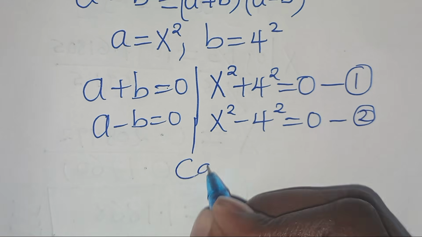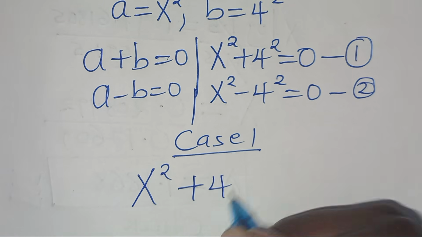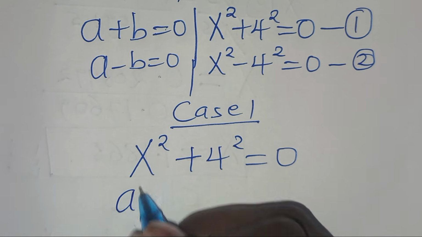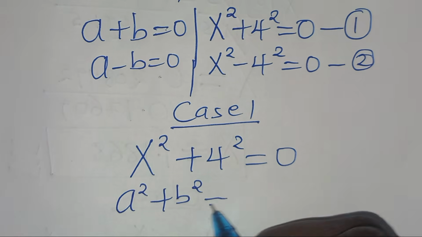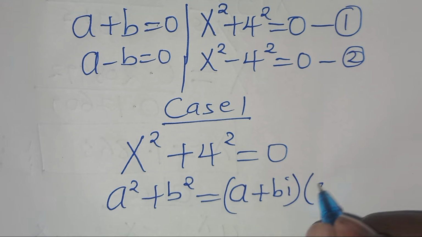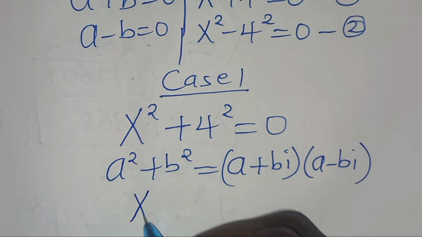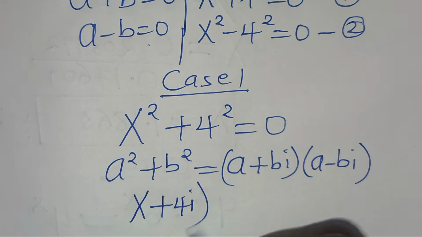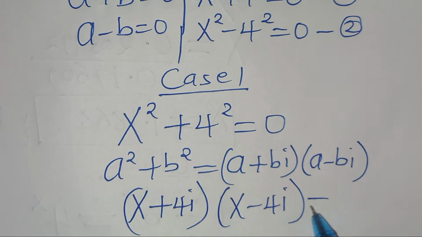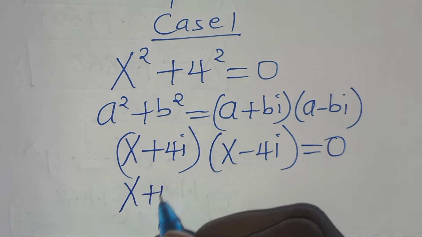Now let's start with case 1. We have x to the power of 2 plus 4 to the power of 2 equal to 0, and this is in the form of a to the power of 2 plus b to the power of 2, which can be expressed as a plus b times i multiplied by a subtract b times i. So we have x plus 4i multiplied by x subtract 4i, and this is equal to 0. So we have got two parts here, which is x plus 4i.